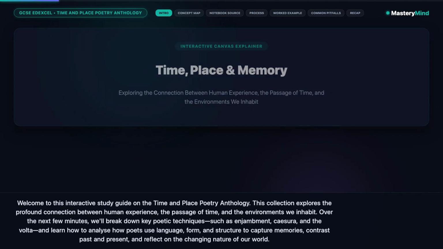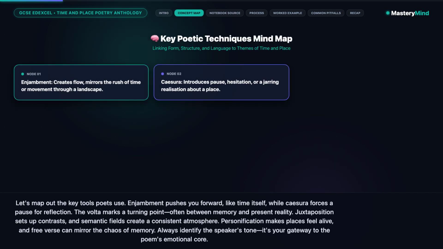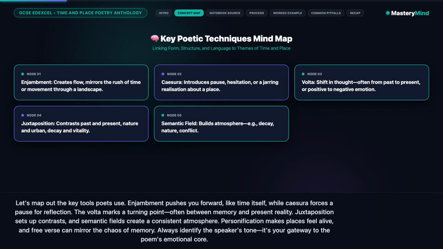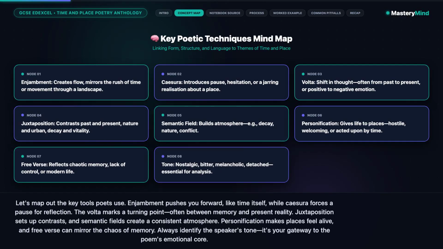Let's map out the key tools poets use. Enjambment pushes you forward, like time itself, while caesura forces a pause for reflection. The volta marks a turning point, often between memory and present reality. Juxtaposition sets up contrasts, and semantic fields create a consistent atmosphere. Personification makes places feel alive, and free verse can mirror the chaos of memory. Always identify the speaker's tone, it's your gateway to the poem's emotional core.